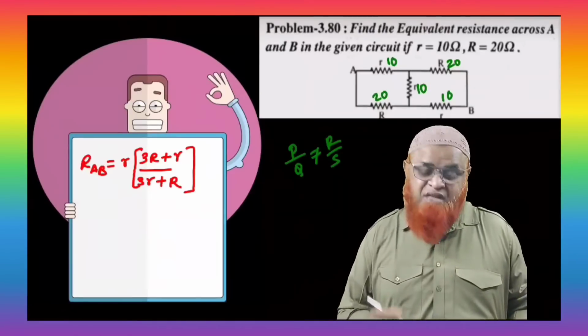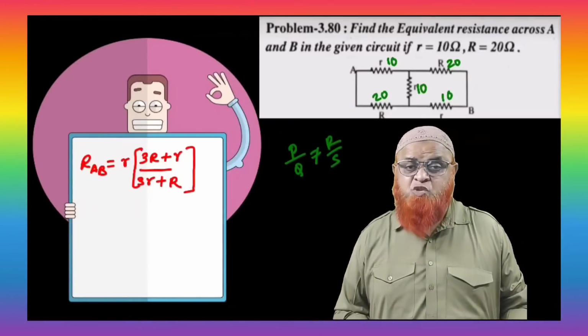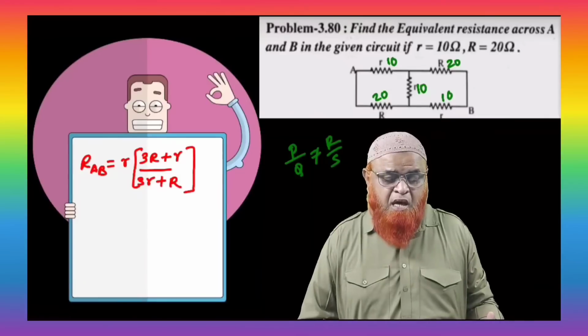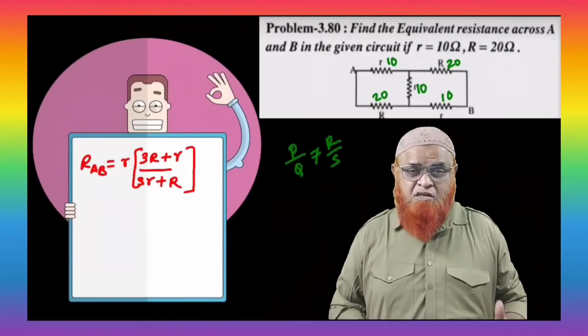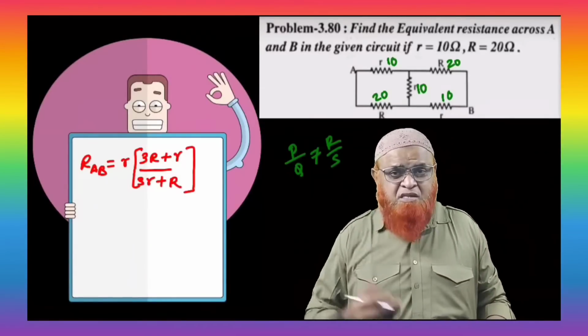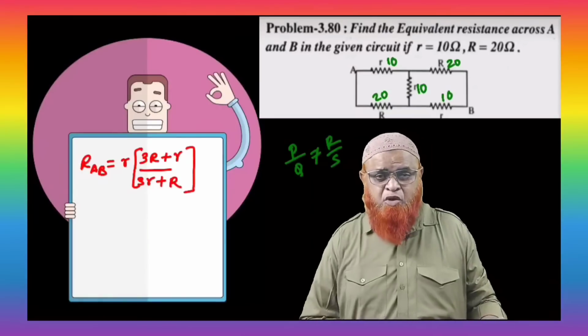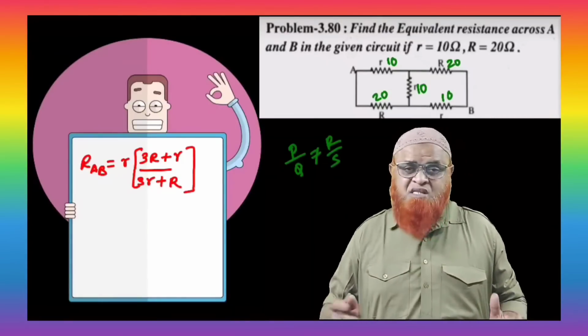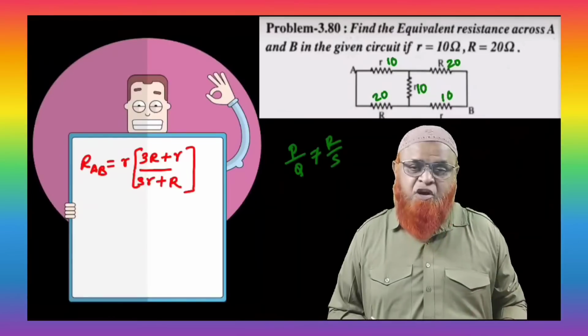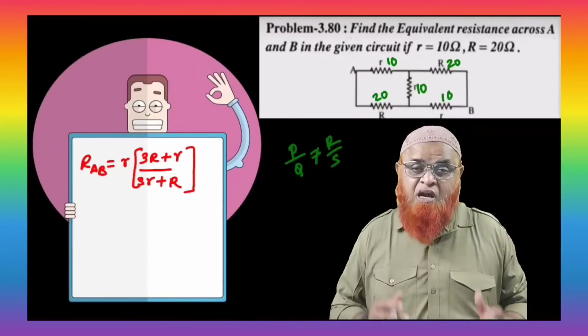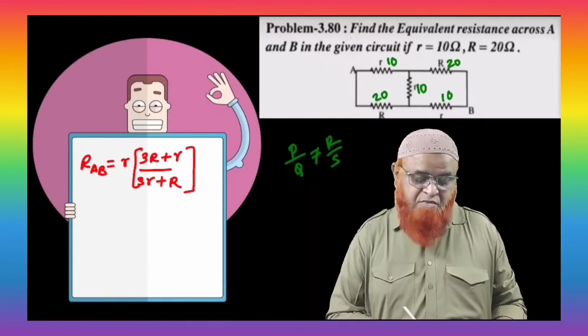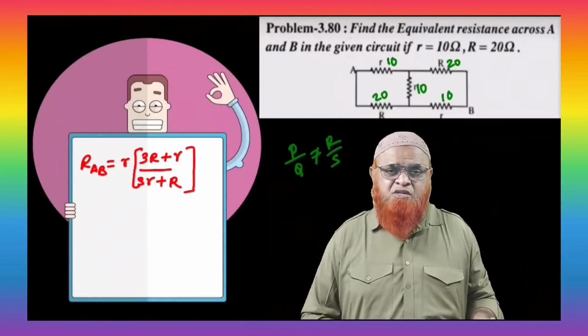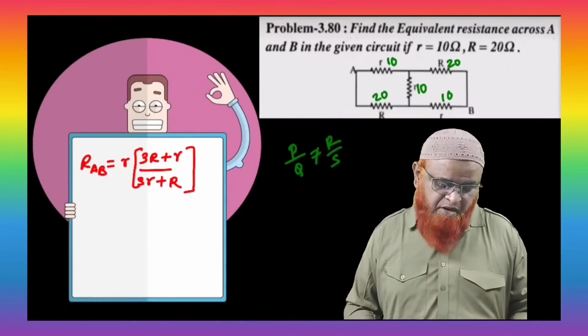For this, there is one shortcut formula with which you can solve the problem in a fraction of seconds. You can solve this problem by using Kirchhoff's laws also, but it is a waste of time, because this is the time where we have to do smart work, because hard work everyone will do. So the smart work here is to use this shortcut formula, that is RAB is equal to small r into 3 into capital R plus small r by 3 into small r plus capital R.